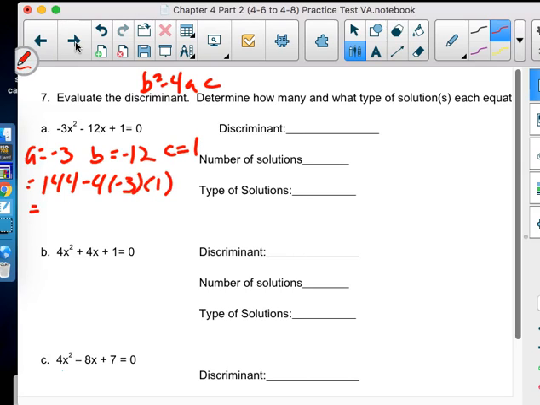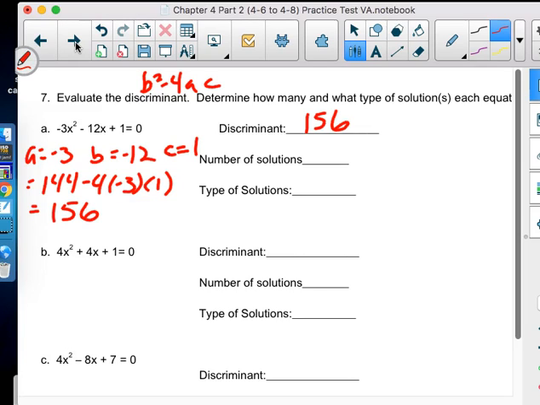If we don't want to do any of the math, we'll grab a calculator and say, calculator, I would like you to do negative 12 squared minus parentheses 4 times negative 3 times 1. And it says 156. So that is our discriminant. That goes up here.